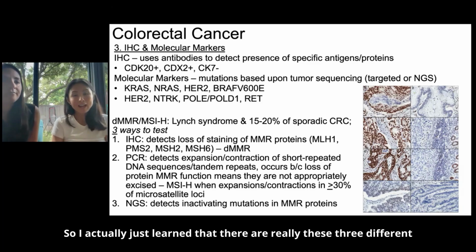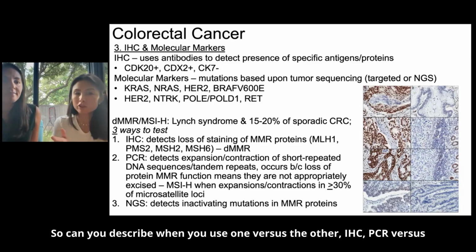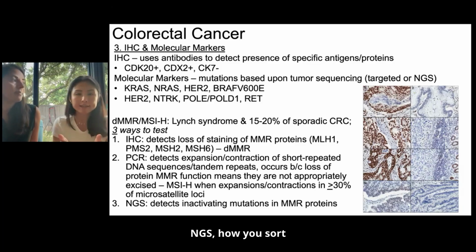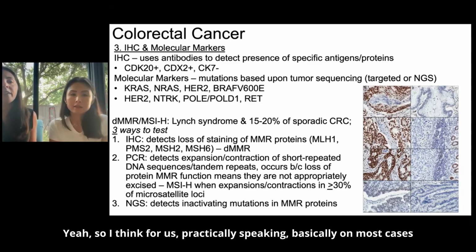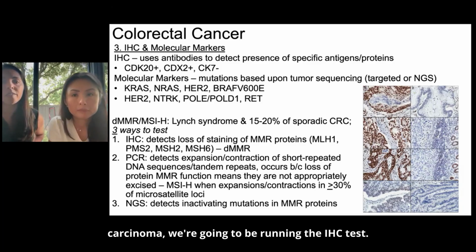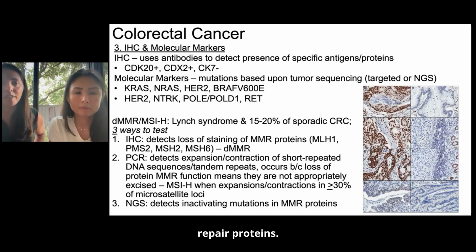I actually just learned that there are these three different ways to test for it. Can you describe when you use one versus the other, IHC, PCR, versus NGS, and how you think about triaging the different tests? Practically speaking, on most cases of new colorectal carcinoma, we're going to be running the IHC test. Again, that's antibodies detecting the presence or absence of these mismatch repair proteins.